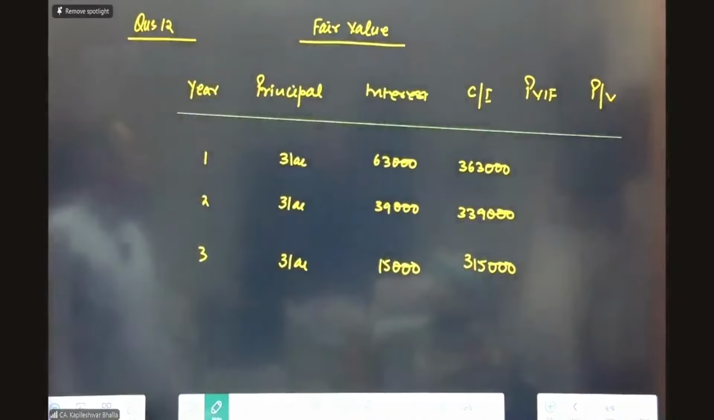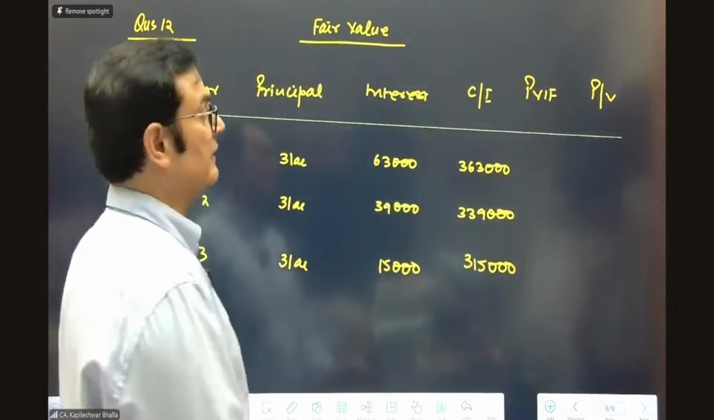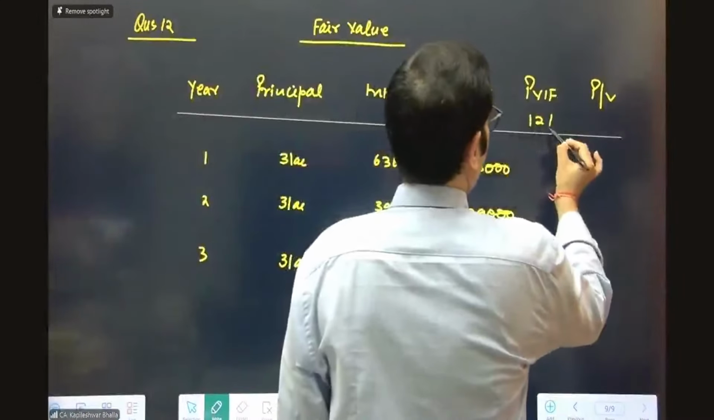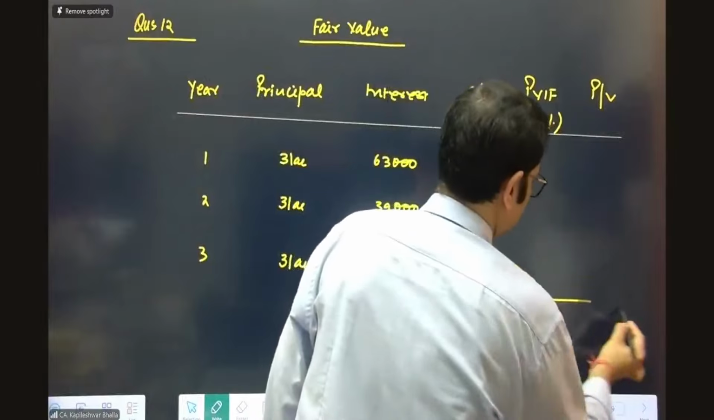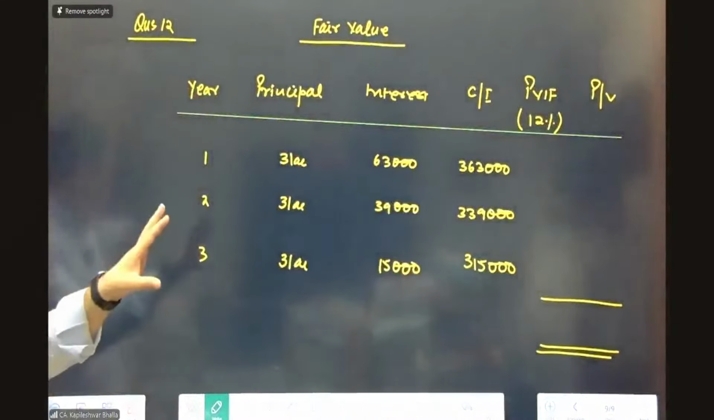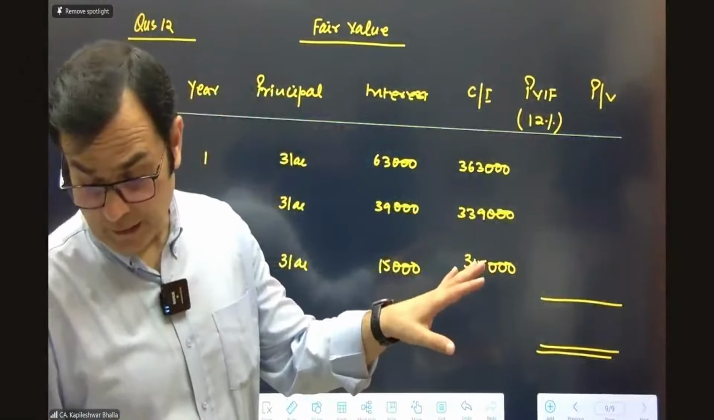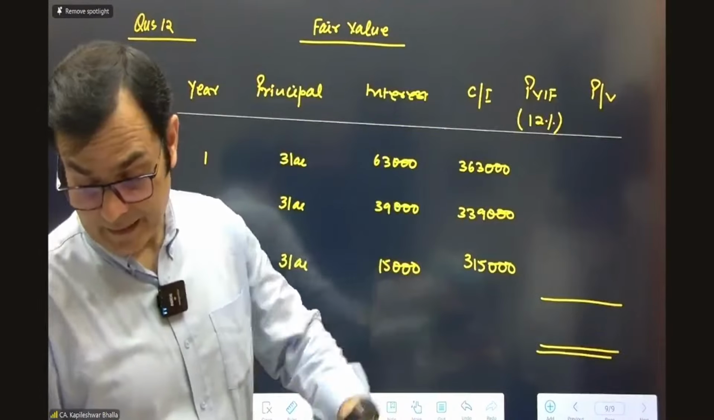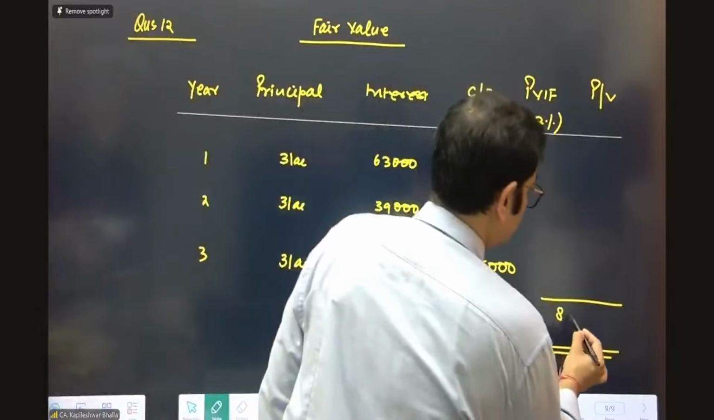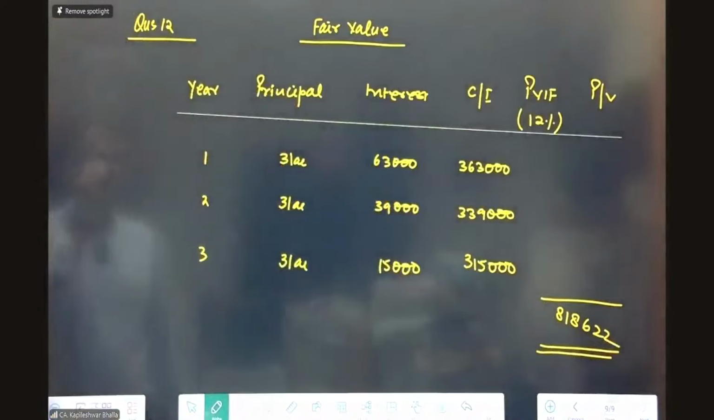And then we can take the PVIF as well. So in terms of the discounting rate, we are given it's at the rate of 12%. I think I'll just simply give you the fair value to save time. So you can keep getting the present value factors at 12%, keep doing the discounting. So this works out at 818,622. That becomes the fair value of this loan.